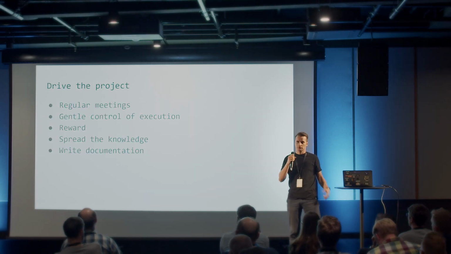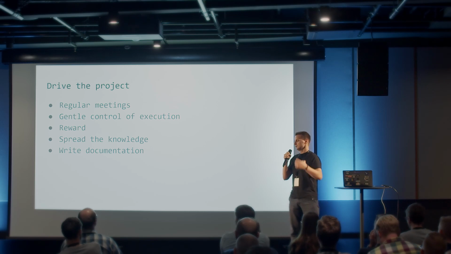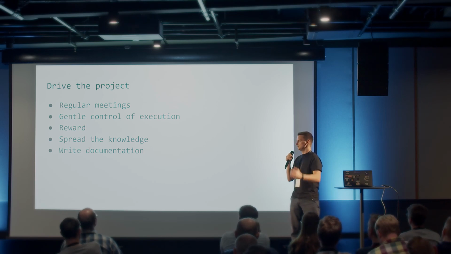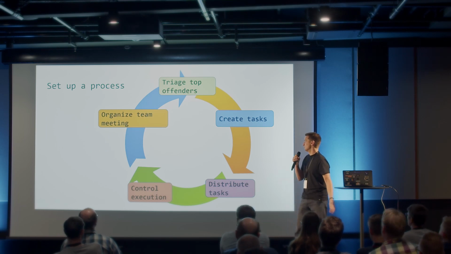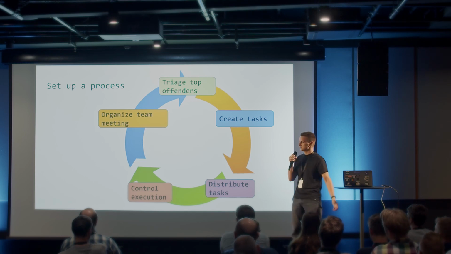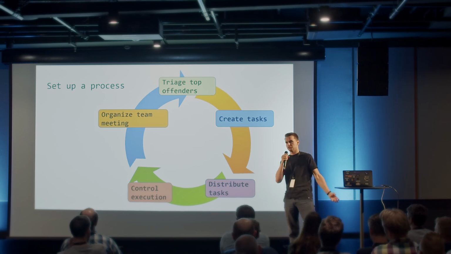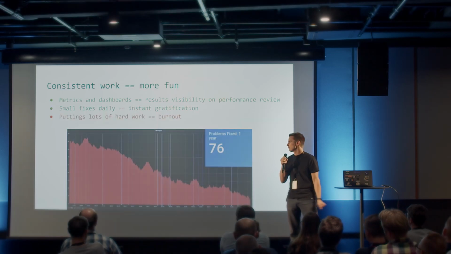If you have nobody driving the project, people will tend to quickly forget about it and resort to doing things the old way. So make sure there is somebody driving the project and continuously pushing people towards the improvement. The process might look like this. After triaging, you want to create tasks, distribute those tasks across the team, and control the execution until the next team meeting. This is a good exercise for leadership skills as well.